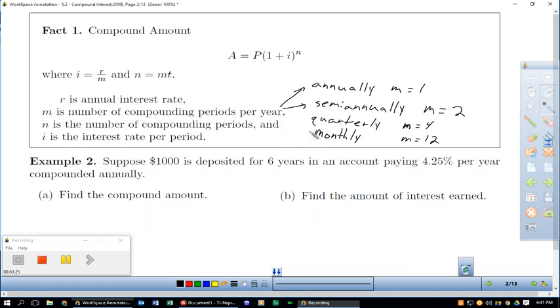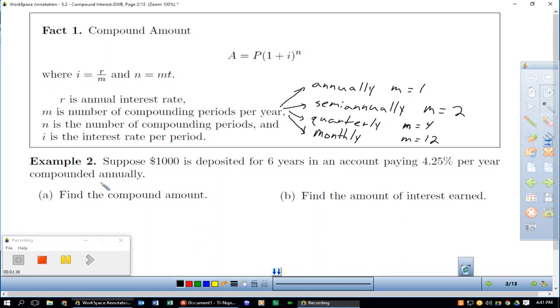And you could actually get up to daily. For daily, we generally either will assume that M is 360 or 365. The point is, compounding periods is how many times it's compounded per year. And I is the interest rate per period, so we divide that interest rate by how many times it's compounded a year.